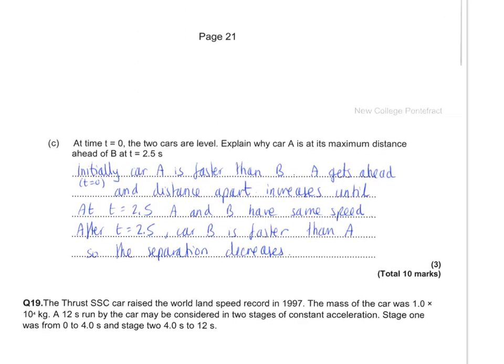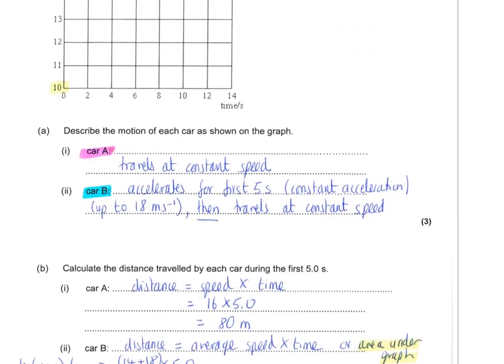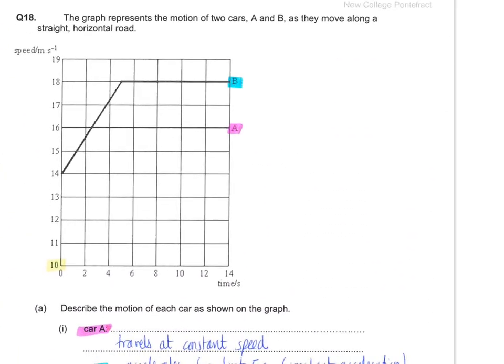In the final part of the question, you are asked to think about the two cars and relate their motion to each other. So at time t equals 0, you're told the two cars are level. And you're asked to explain why car A is at its maximum distance ahead of B at t equals 2.5. I'll take you back to the graph whilst thinking about this answer.